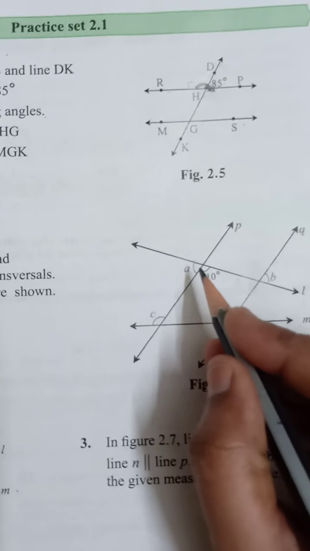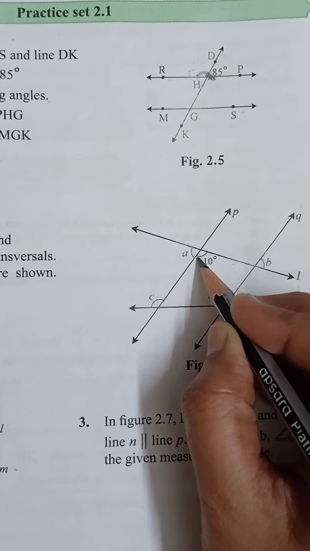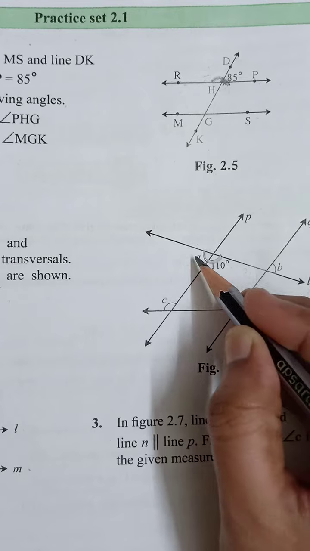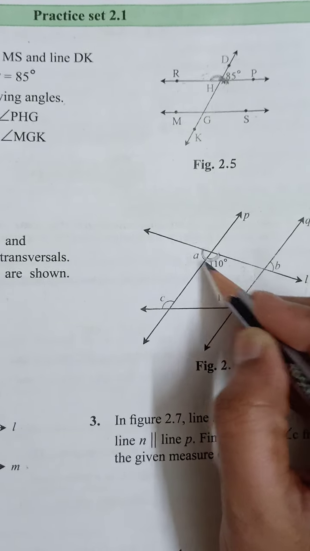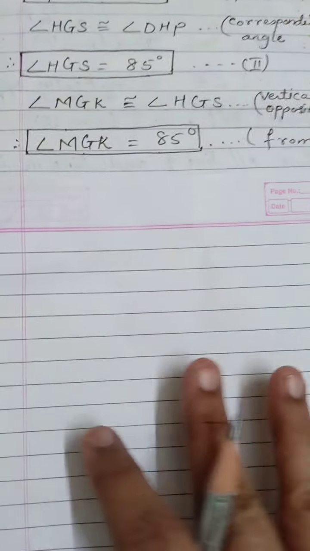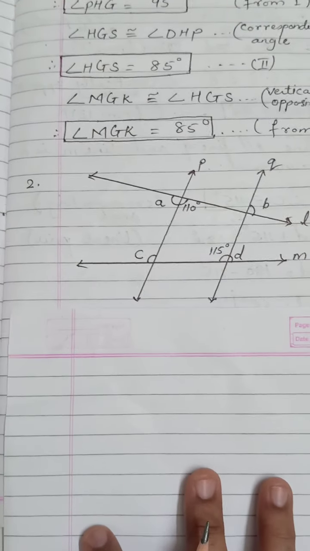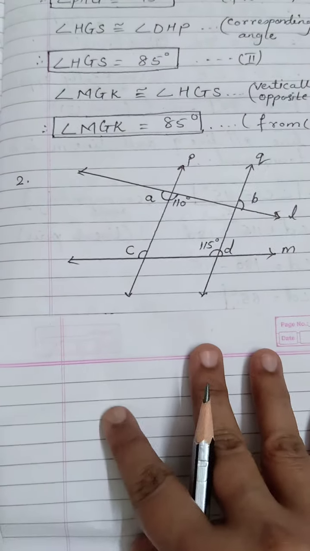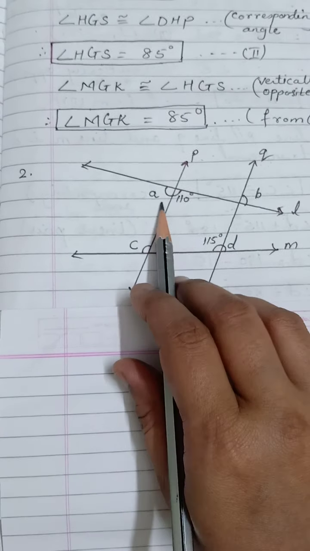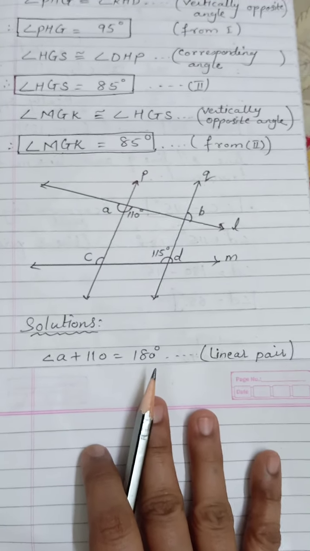See here, if you observe this carefully, this angle A and this 110 degree angle are forming a linear pair. So by using linear pair we can take that A plus 110 is equal to 180 degrees. So in this way we can find angle A. Now we'll see how to solve question number 2. Here first of all I have taken the same figure which is given in the textbook. Now we will take A and 110 making a linear pair. So angle A plus 110 is equal to 180 degrees because of linear pair.